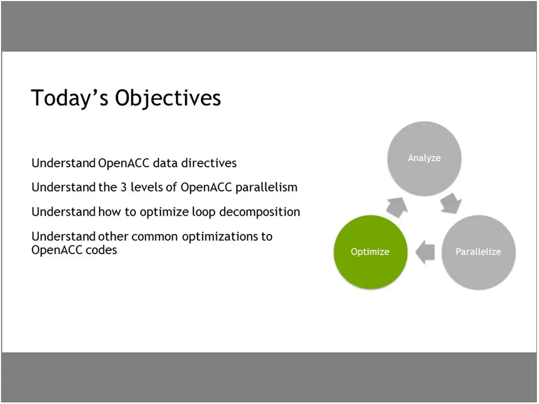I'll also talk about how OpenACC identifies 3 different types of parallelism and explain this hierarchy of parallelism. I want you to understand what's meant by loop decomposition and how to optimize it. And lastly, I've thrown in a few bonus optimizations that are so common that I want to make sure you're aware of them, so that if you encounter them in your code, you'll know what to do.